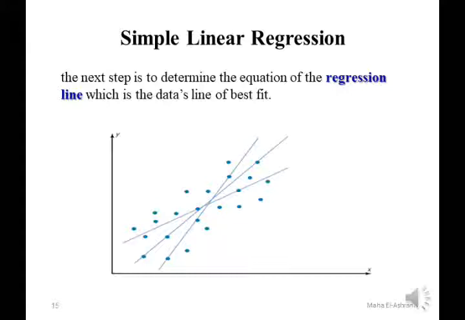Now the second step, after we presented the relation, how we interpreted the relation between the two variables, is to determine the equation of the regression line. The regression line is usually called the line of best fit. Now, why is it called the line of best fit?